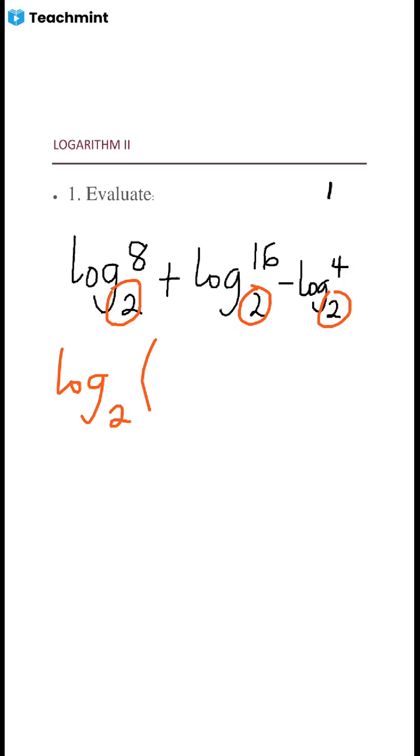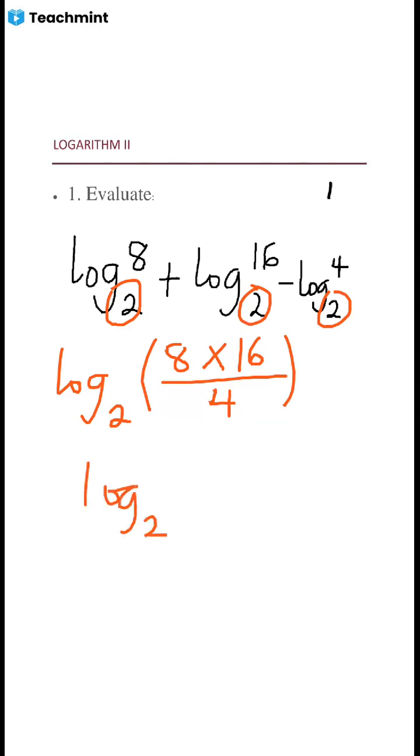Now, the first one is plus. So the powers are going to be multiplied, 8 times 16. Followed by what? Minus. Minus is division. So the power that follows that minus will be divided by 4. And we have log to base 2. Now this here, that is 2 times 16. That is 32.